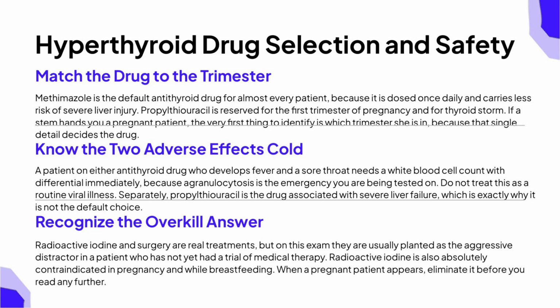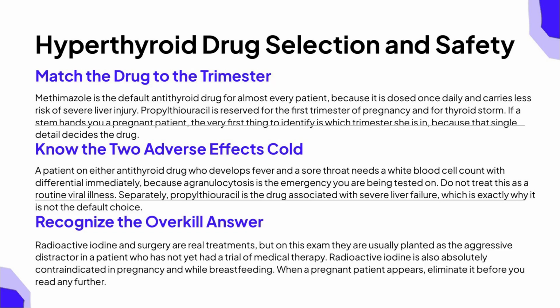Now, hyperthyroid drug selection, one of the highest yield pieces because it's so easy to test. First, match the drug to the trimester. Methimazole is your default for nearly every patient, dosed once a day with far less risk of liver injury. Propylthiouracil has two roles: the first trimester of pregnancy and thyroid storm. So the instant a stem gives you a pregnant patient with hyperthyroidism, find the trimester because that decides the drug.